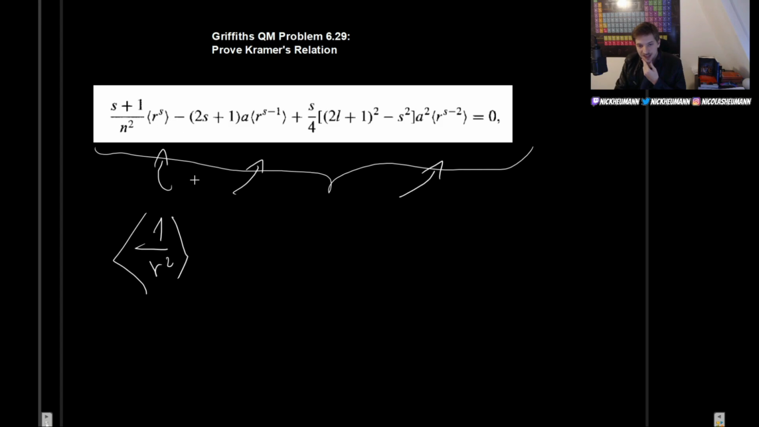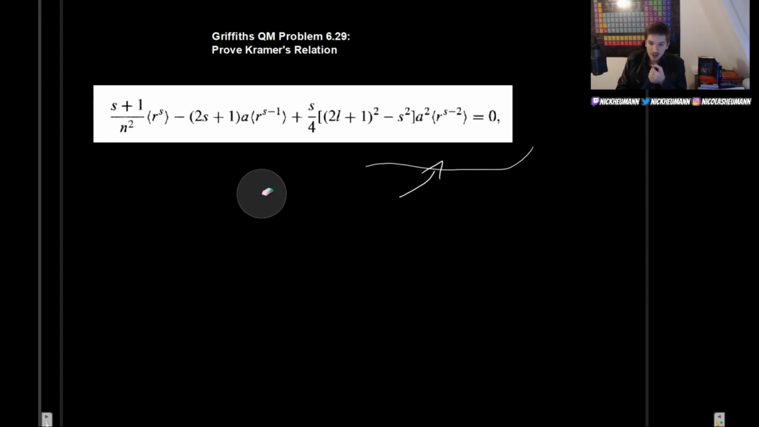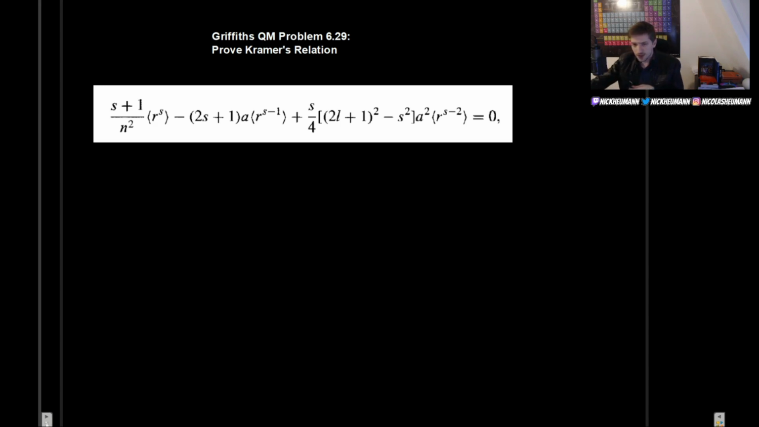Here, for example, if we want to go to r to the minus 3, we would have to take s equal to 1, and we will have a formula that relates r to the minus 3, which we don't know, to r to the minus 2, which we do know, and r to the minus 1, which we also know. So basically, this relation would help us find the expectation value of 1 over r cubed, which we will need. And in principle, of course, you can then go forward to r to the 4th or r to the 5th or whatever you want.